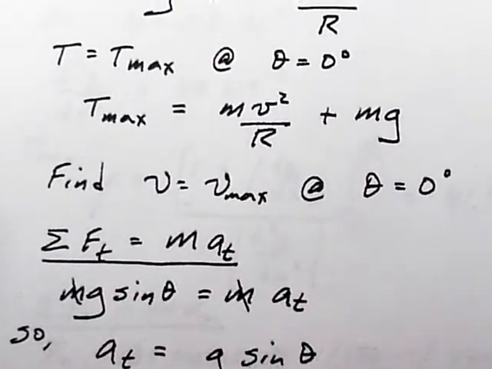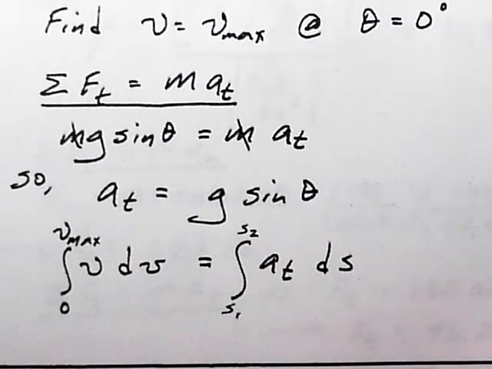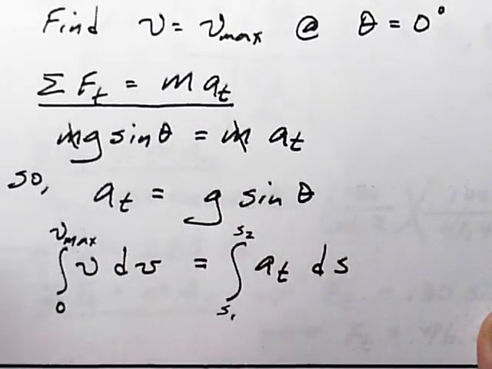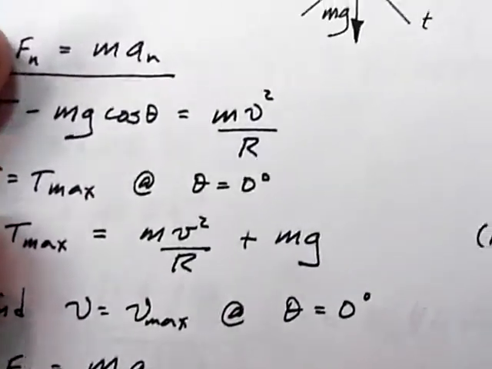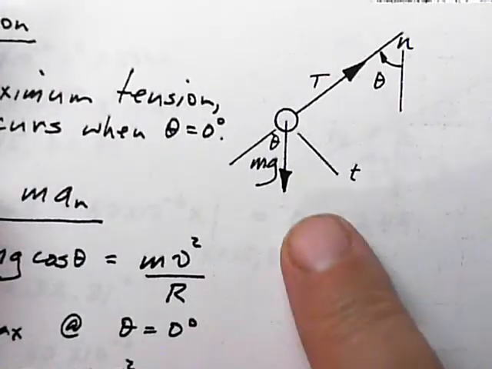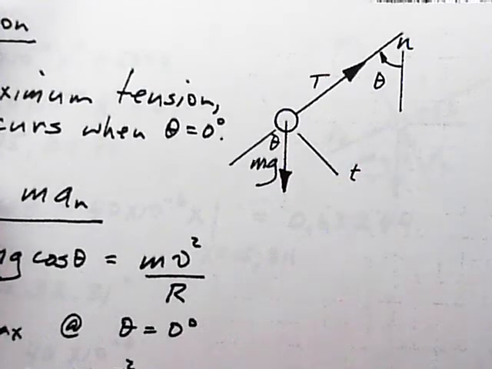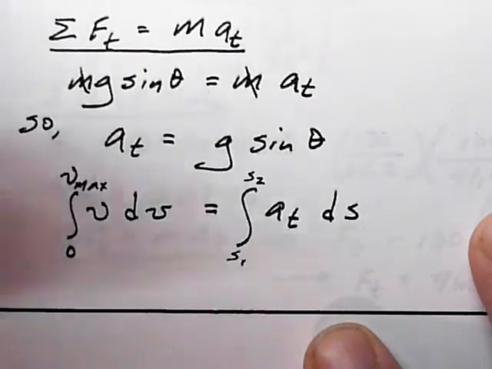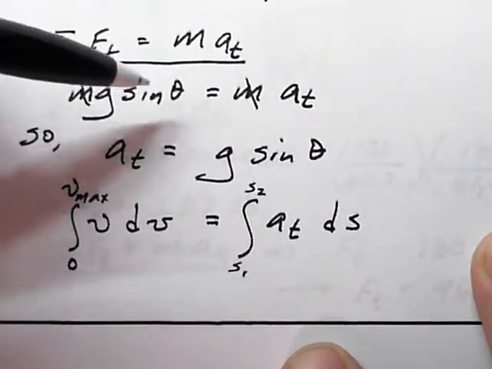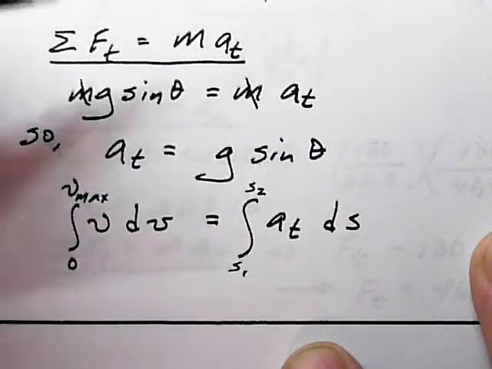We're going to sum forces in the tangent direction, because velocity increases in the tangent direction, and we can deal with the acceleration in the tangent direction. So sum of forces in the tangent direction, looking at the free body diagram, is only a component of the weight, and that acts in the positive tangent direction. And so we have mg sine of theta, that component in the tangent direction, is equal to the mass times the acceleration in the tangent direction.